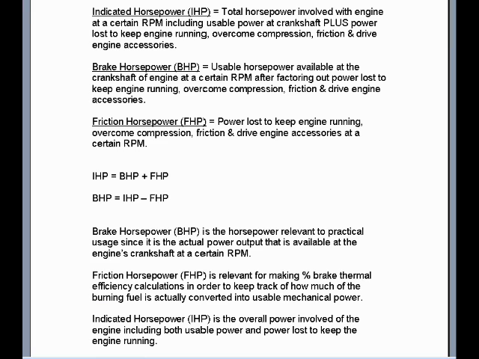Three different types of horsepower to be aware of on any type of engine, motor, or power system. The indicated horsepower is the total horsepower involved with the entire engine, including the power lost to keep the engine running, plus the usable power available at the engine's crankshaft at a given RPM. The brake horsepower is the usable power output at the crankshaft at a certain RPM. The friction horsepower is the power lost to keep the engine running at a certain RPM.